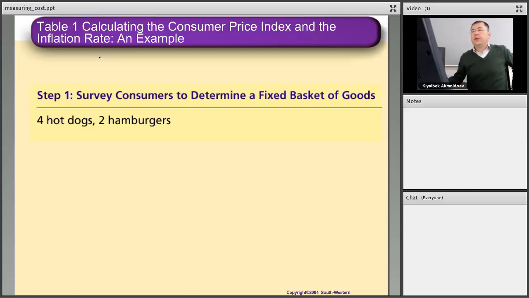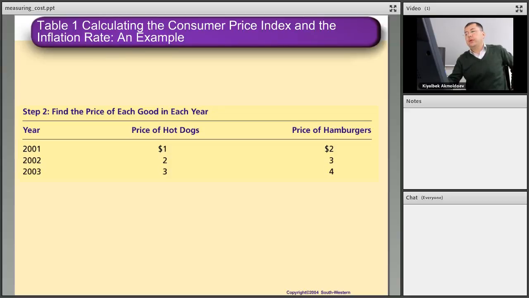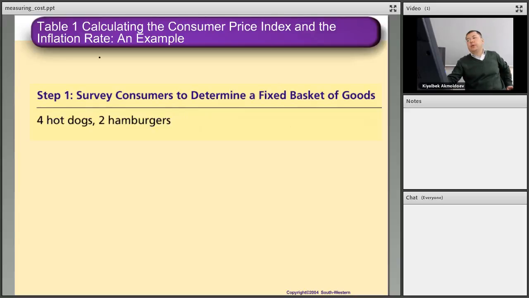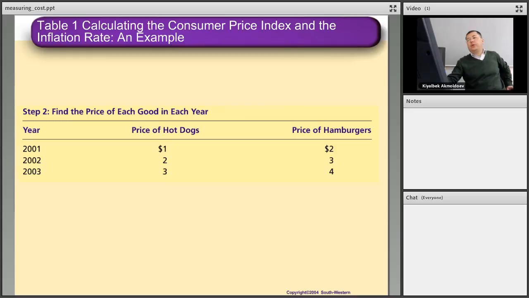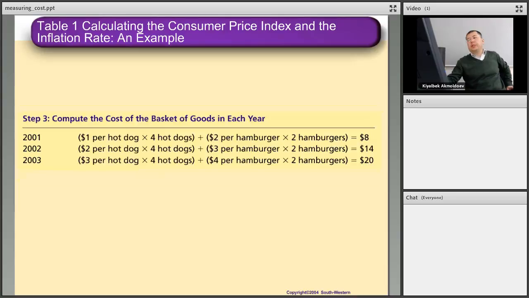Okay. So consumers determine a fixed basket of goods. We have 4 hot dogs and 2 hamburgers in our basket. We assume the years are given: 2001, 2002, and 2003. The prices of hot dogs are also given: 1, 2, 3, and the prices of hamburgers are 1, 2, 3, 4. How many hot dogs do we buy in one day? Let's say 4 hot dogs and 2 hamburgers. This is our quantity, and this is the price of each product in each of the 3 years.